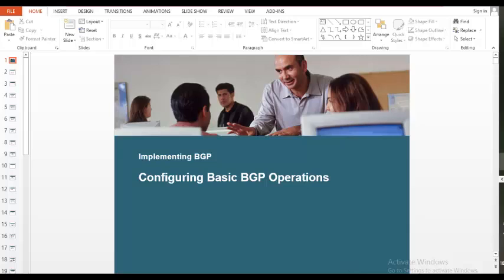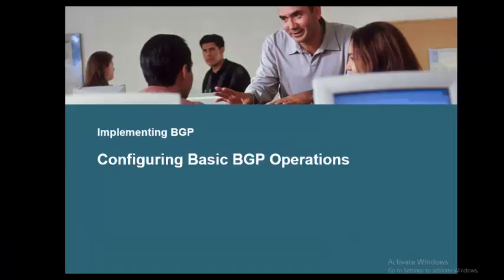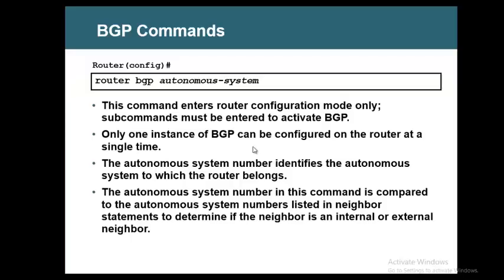All right. In our previous class, we learned how to configure BGP, the basic BGP. We are going to continue this chapter again from the beginning. A quick walkthrough. We say router BGP and then the autonomous system number.